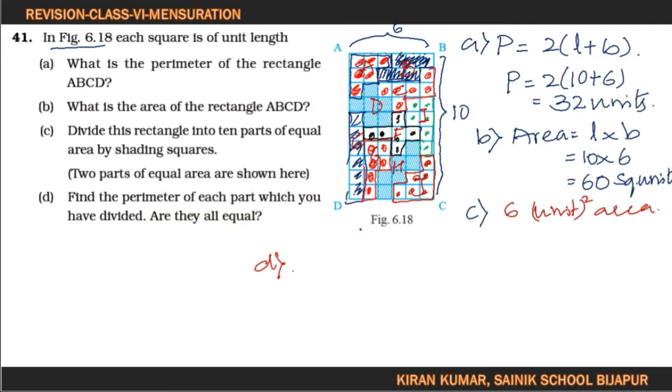If you count the length as well as breadth of each part, you will be getting 12 units. If you take this part, 1, 2, 3, 4, 5, 6, 6 plus 6, 12. 12 units will be the perimeter. You can cross check and verify this.